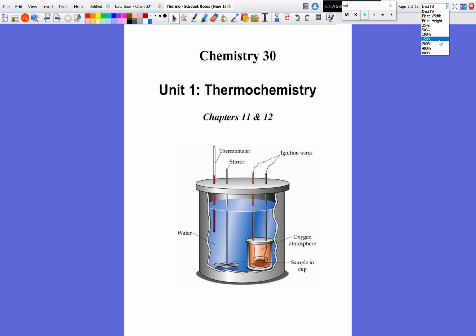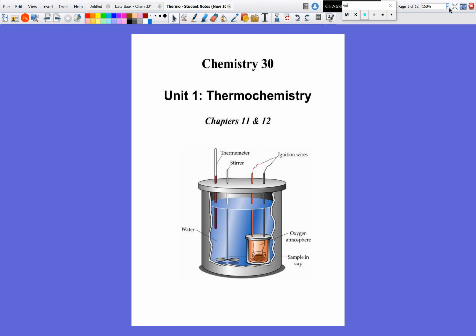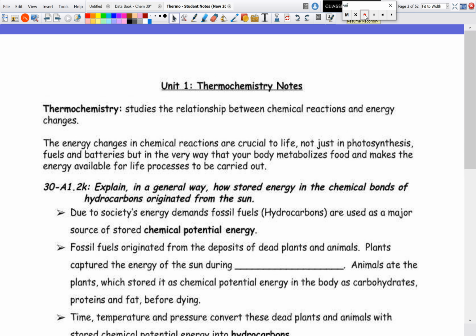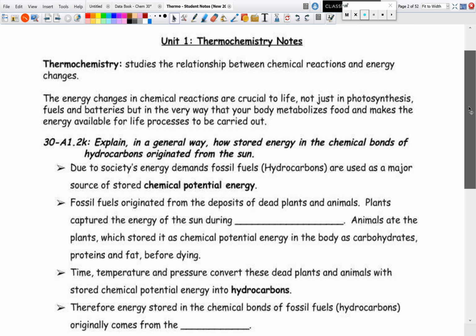We're using the exact same notes, exact same technology as we would have there. So this unit is our first one. It is entitled Thermochemistry. So we are going to be looking at what that entails, and of course everything that goes along with it. So let's look at the introduction.